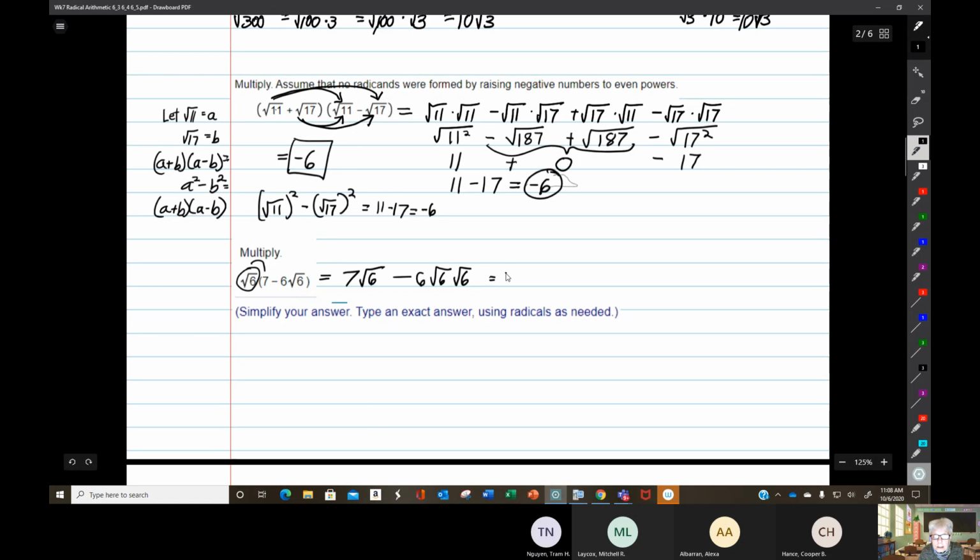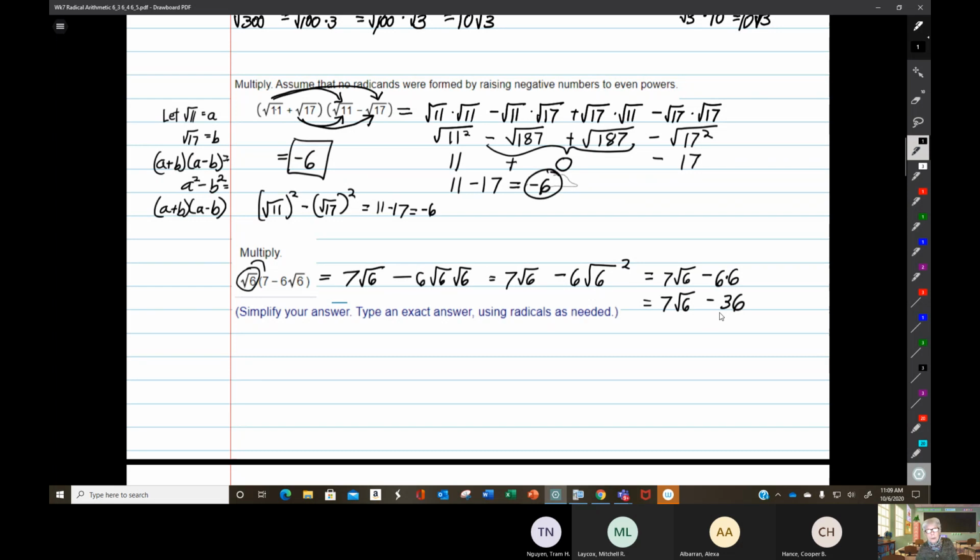This is 7 times the square root of 6 minus 6 times the square root of 6 squared. This is going to be 7 times the square root of 6 minus 6 times the square root of 6 squared is 6. So our answer is going to be 7 times the square root of 6 minus 36. And that's as small as we can get.